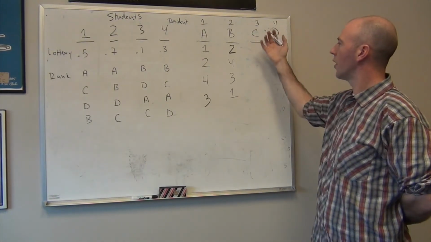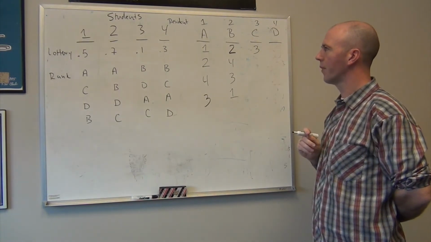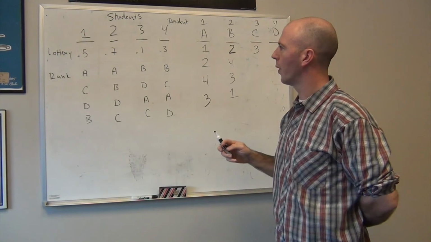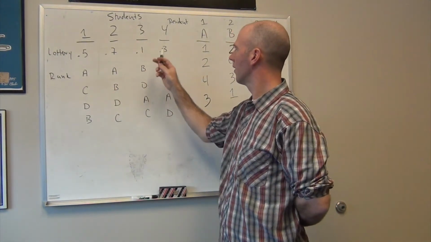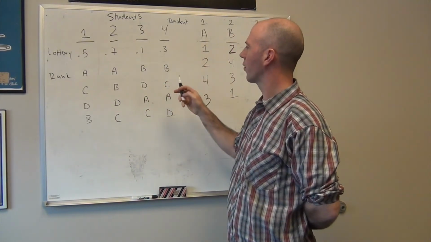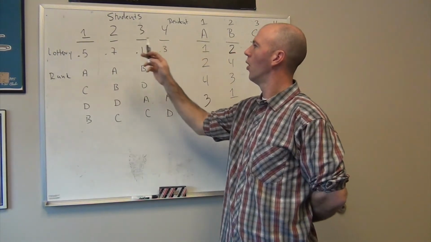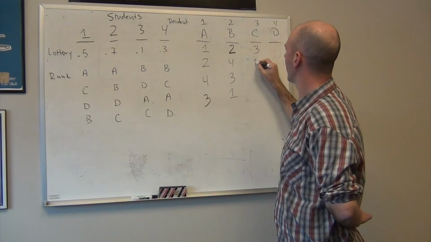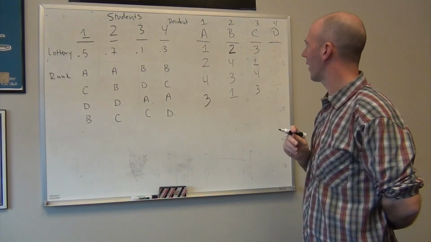For C, we look at the neighborhood student. In this case, that's 3. Now between 1, 2, and 4, we ask who ranks C the highest. 1 ranks C second, 3 ranks C last, and 4 ranks C second. So it's between 1 and 4. 1's tiebreaker is higher than 4's. So 1 is ranked next, then 4, and finally 3 is ranked last.